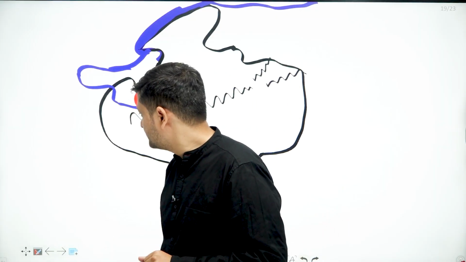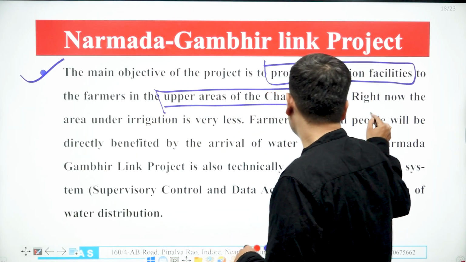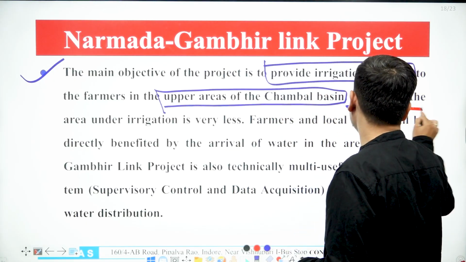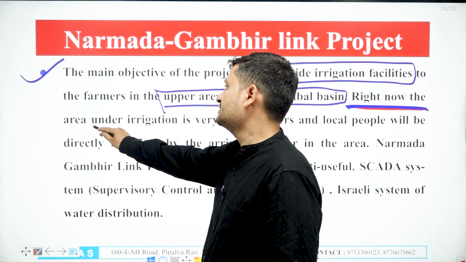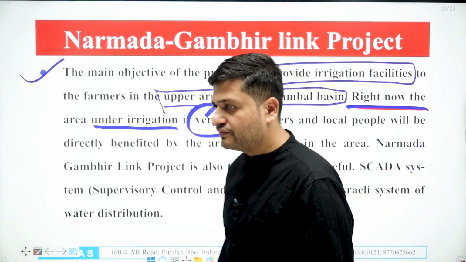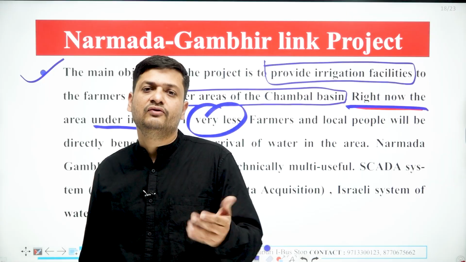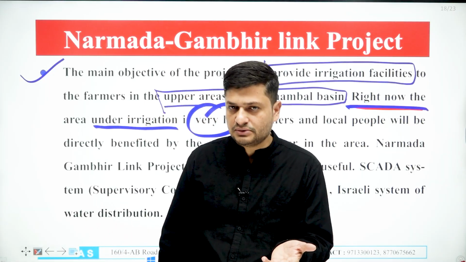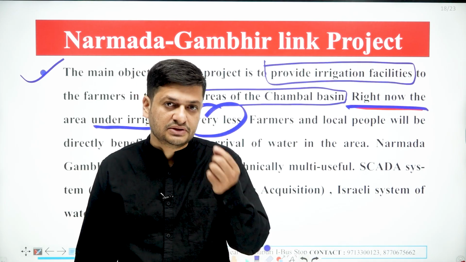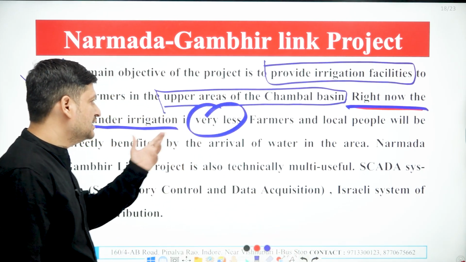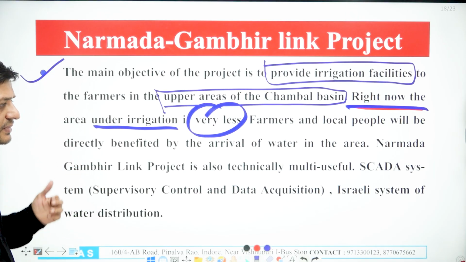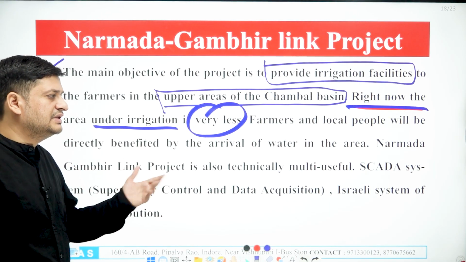If we move further, we understand that right now the irrigation area is very small because of the limited availability of water. The soil of Malwa is quite fertile. It is black soil, but there is no water availability in that particular region. That's why the irrigation facility is very limited in the region, so the local people were facing problems.